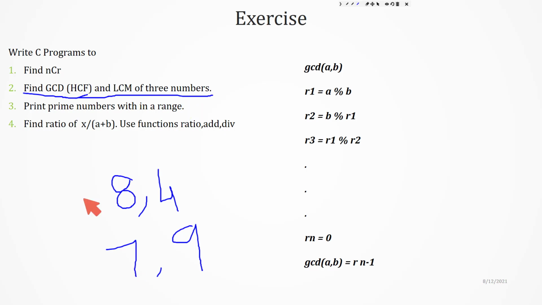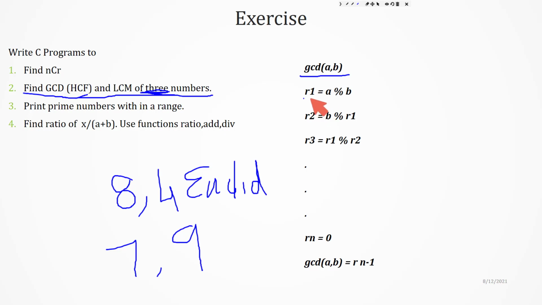So there is a method called Euclid's method to find LCM and GCD of 2 numbers. Here the question is about 3 numbers, and I will come to that point later. First I will find the GCD of 2 numbers. First I will explain the procedure. So here, GCD of A comma B.